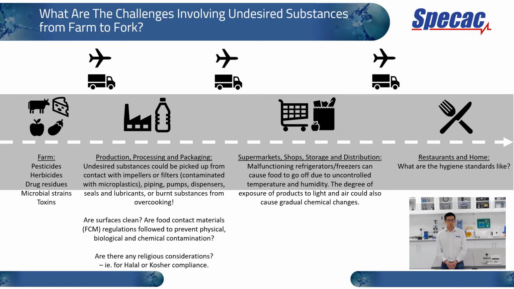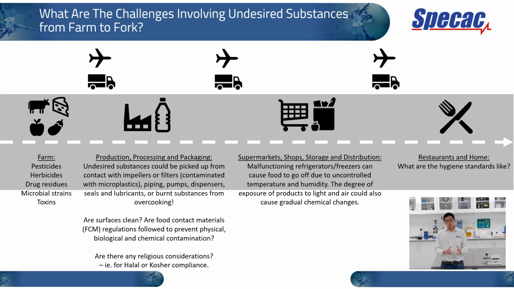So for example, in the first stage of the farm to fork process, you have the farm that produces meat or dairy products, fruits and vegetables and so on. And potentially there could be undesired substances like pesticides, herbicides, drug residuals and microbial strains or toxins, for example.